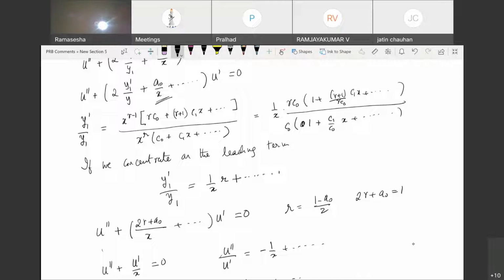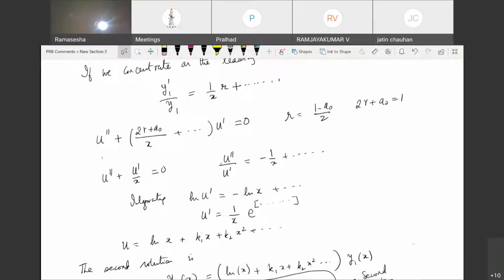This I can write as just r by x plus some other terms. So y1 prime by y1 is equal to r by x plus some other terms, and if I substitute this, I can integrate for u prime. And r is (1 minus a0) by 2, or 2r plus a0 is equal to 1, because of which I have just u double prime plus u prime by x equal to 0, or u double prime by u prime is equal to minus 1 by x plus various other things. And you can integrate this to get u prime.